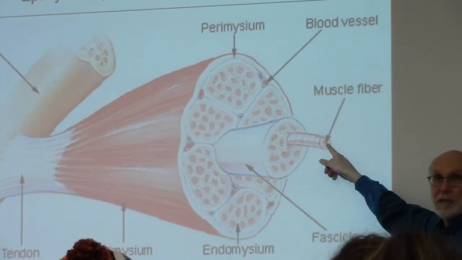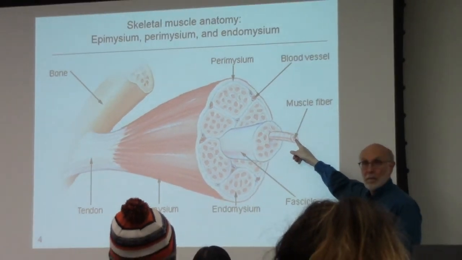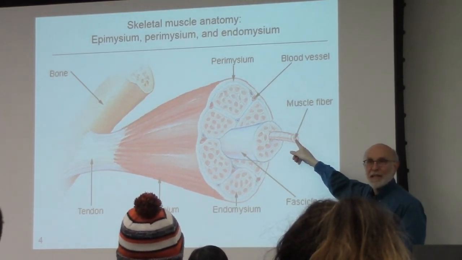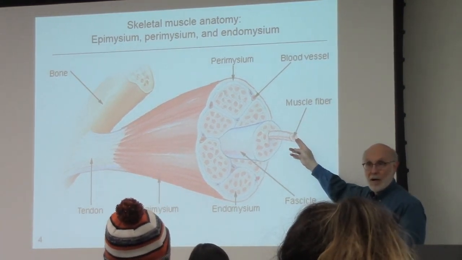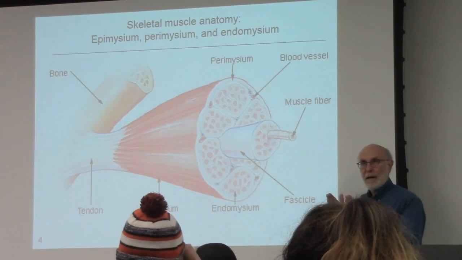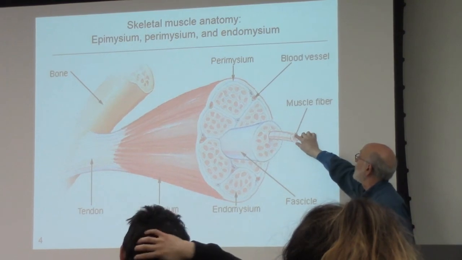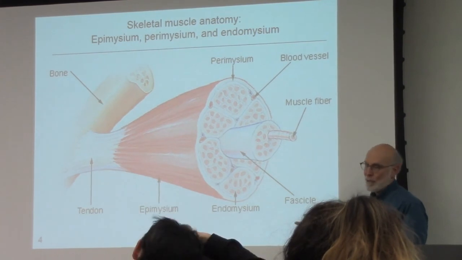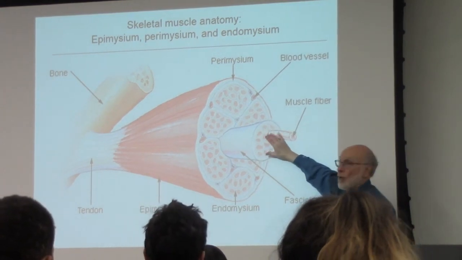Sarcomeres and myofibrils are inside muscle fibers, as are the SR, mitochondria, all the other things that you think of as being inside a cell. This is the cell. All the things that you think of being inside the cell are inside the cell, along with the myofibrils that line up in sarcomeres. The muscle fiber, myofibrils are inside muscle fibers. Muscle fibers form bundles that are called fascicles.